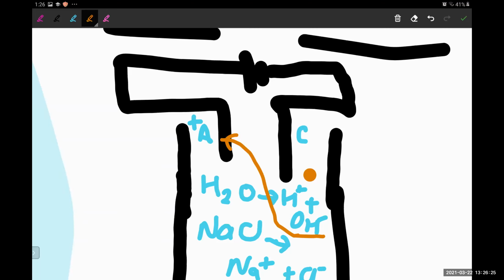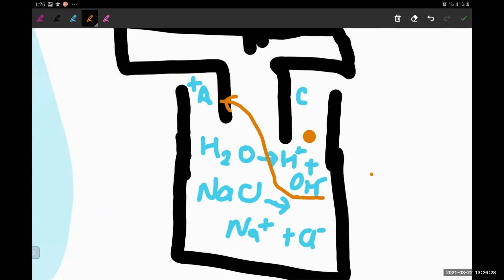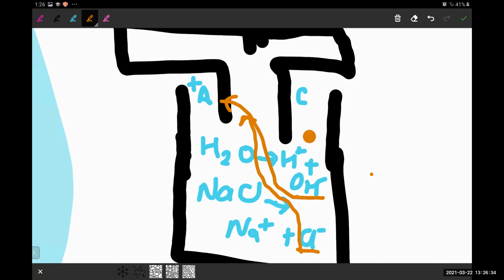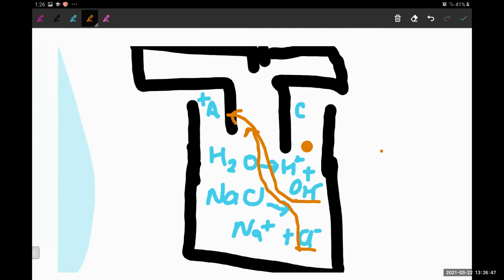Now see, here chloride is also negative, right? So it will also go, but there's a condition. Only one of the two will get discharged at the anode. Now there's a competition going on. They both are saying that I want to discharge. So who will discharge? This the electrochemical series will decide.